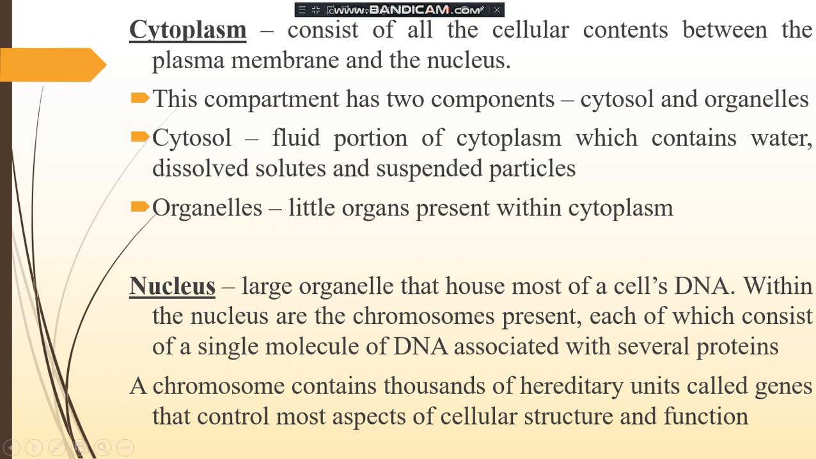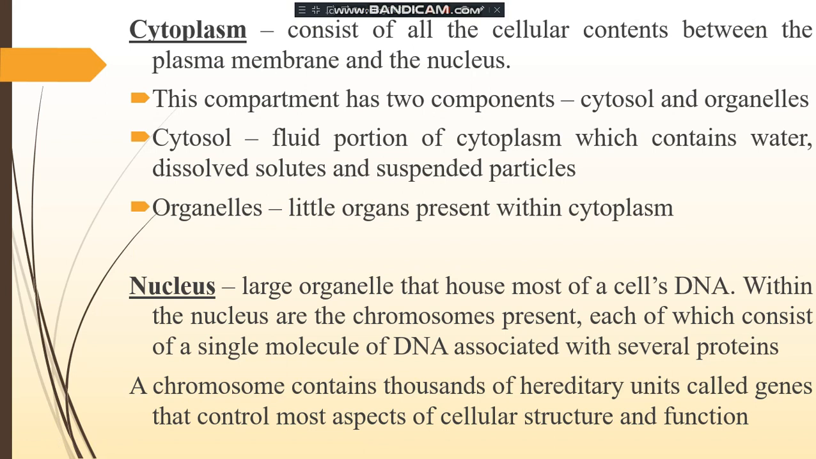So the nucleus carries DNA, and inside the DNA there is what we are able to see, chromosomes. And from there, our cancer is getting its origin. Okay, let's see what is happening. Within the nucleus are some chromosomes, each of which consists of a single molecule of DNA associated with several proteins.